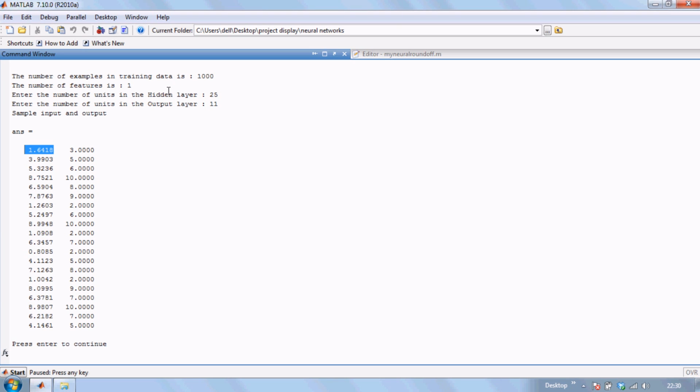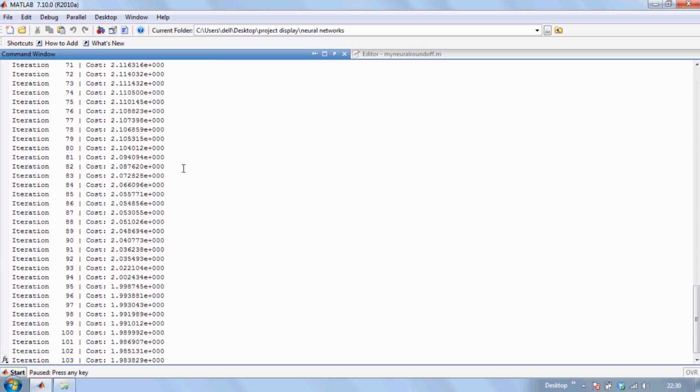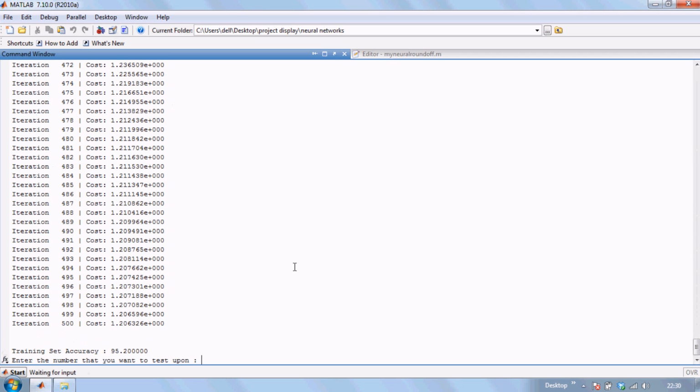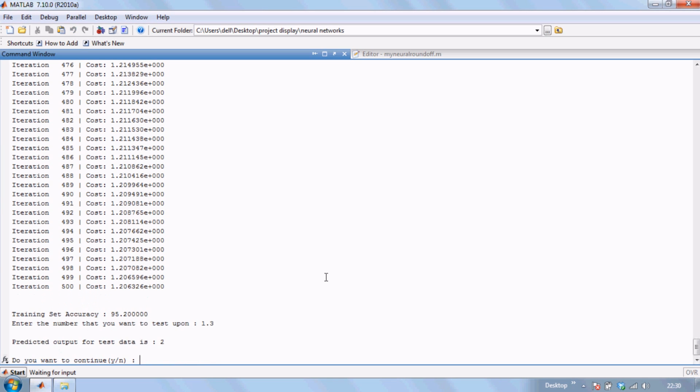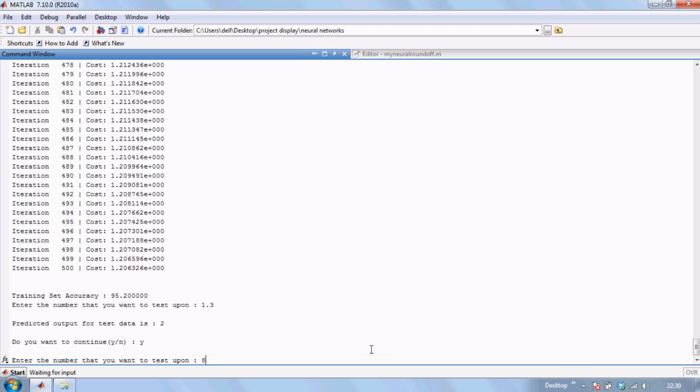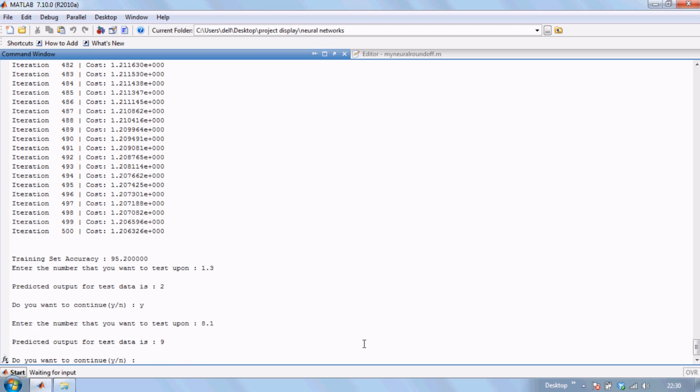I've trained this network on 1000 examples. Once I press enter, it's going to train. This will take a couple of seconds. Once it trains, I can give whatever number I want, and you can see that it'll produce a proper output. See, 1.3, when rounded off, is 1, plus 1 is 2. Do I want to continue? Yes. I'll give probably 8.1. 8.1 rounded off is 8, plus 1 is 9.